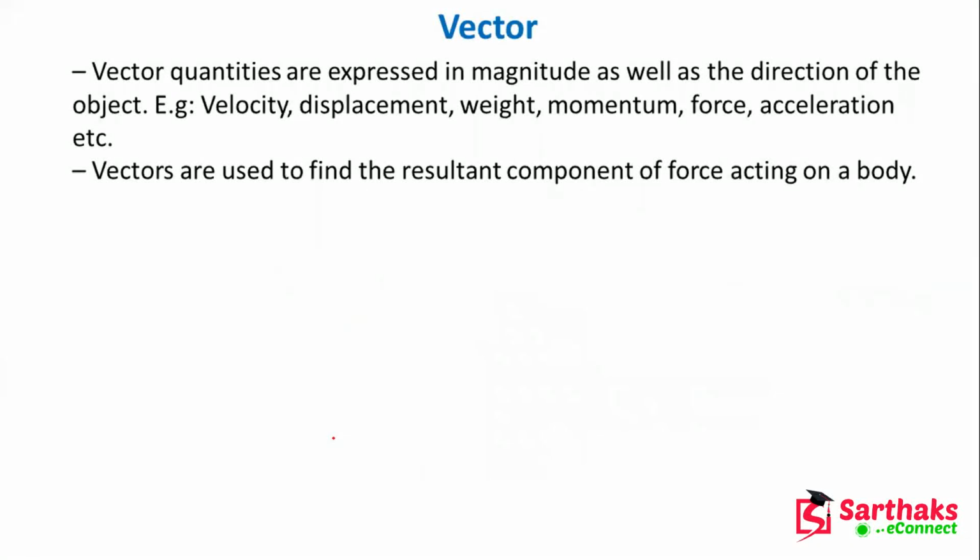Now the vector. Vector quantities are expressed in magnitude as well as direction. Like I have told you, force is a vector, and you are applying the force in this direction. It has some magnitude, and it also has some direction. That means you are just trying to say one thing: I'm applying the force from right to left or left to right. That thing you have to mention. So force is a vector quantity, right?